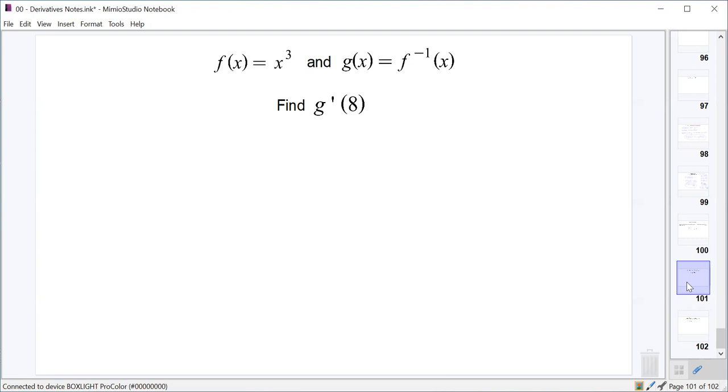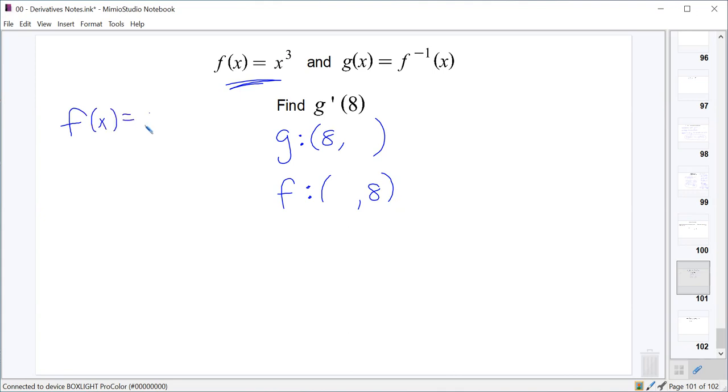We know that if we're looking for g prime of 8, g must contain a point 8, comma, something. If g contains a point 8, comma, something, then f must contain a point something, comma, 8. That's one of our rules for inverse functions. So I can use our function for f of x, which is equal to x cubed, must equal 8 somewhere. Well, that'd be when x is equal to 2, right? So I can take that 2 and put it in here. And now I've got the set of points.